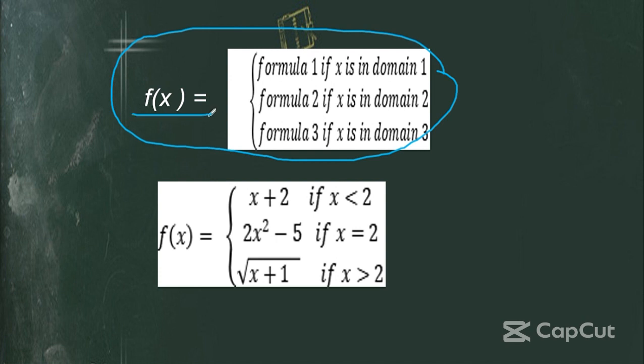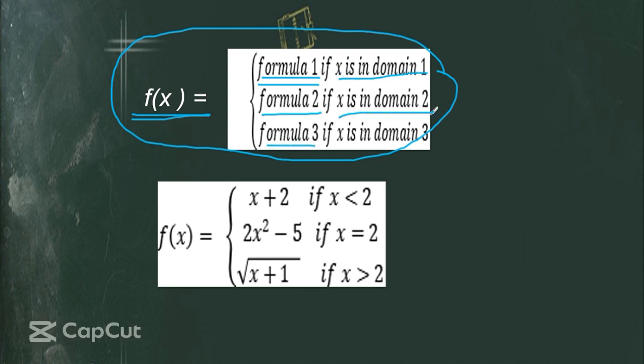So here, our main function has three sub-functions. Each has different domains. Each sub-function has its own domain. For example, we use the first sub-function if our domain is less than 2. Example, 0, -1, -3. Those are less than 2, so this formula is the one we use.